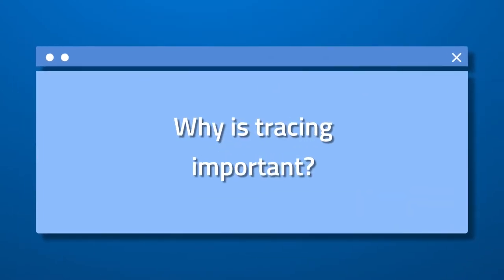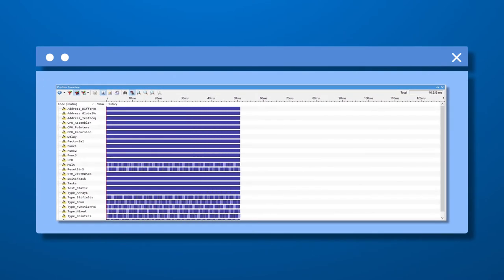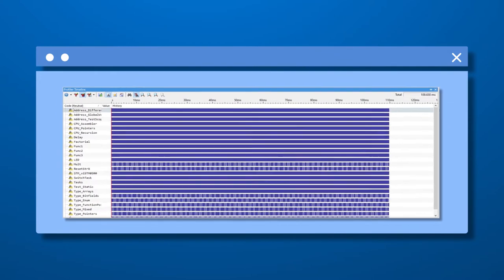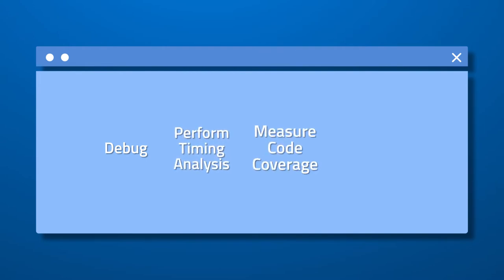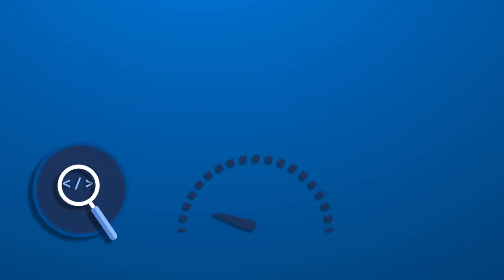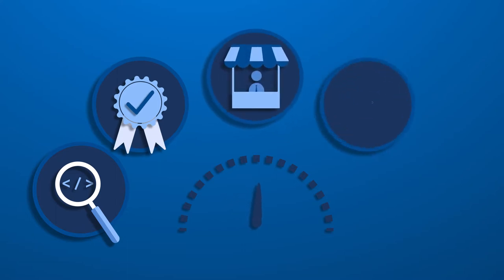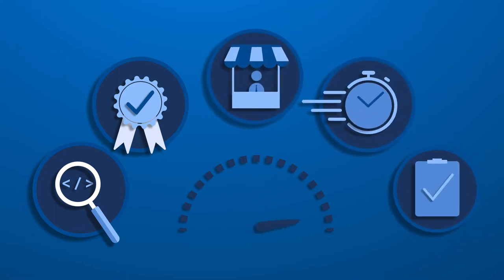But why is tracing important? It enables you the deepest insight into the behavior of your embedded application without influencing its real-time behavior. It allows you to debug the trickiest code flaws, perform timing analysis, and measure code coverage metrics and the CPU load. All of these measurements improve your software tests and product quality. They also help you to get the product to the market faster and ensure it's thoroughly tested.